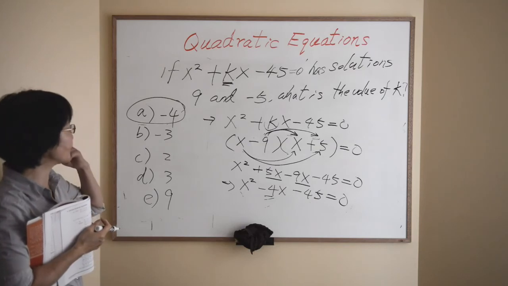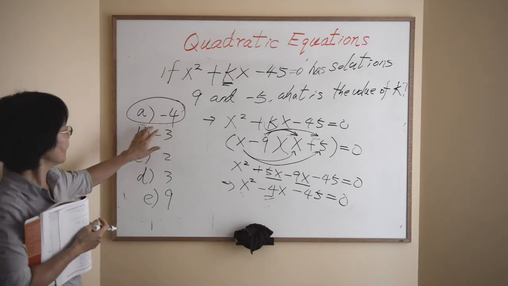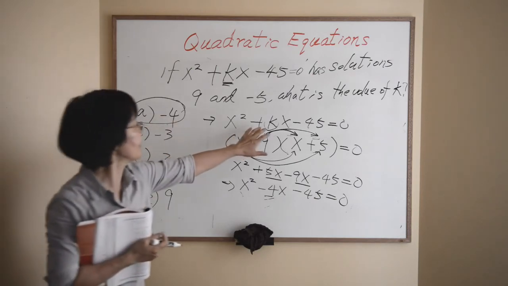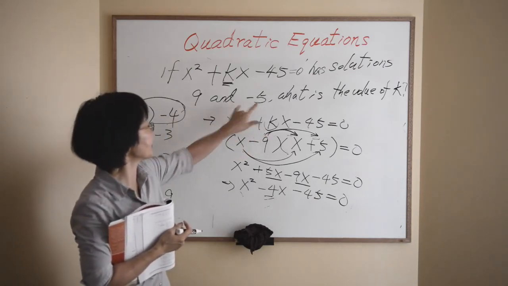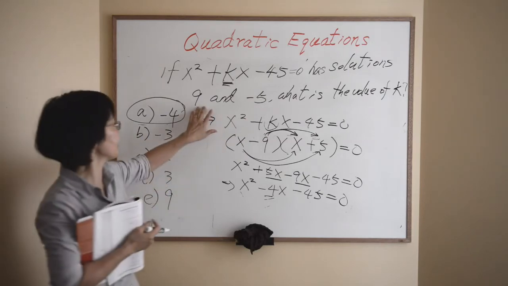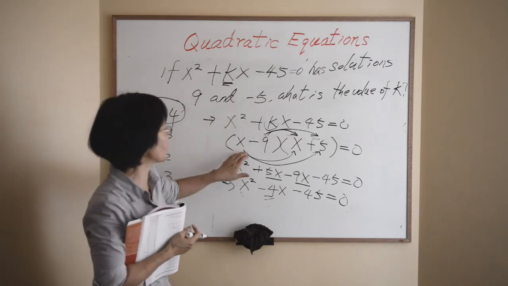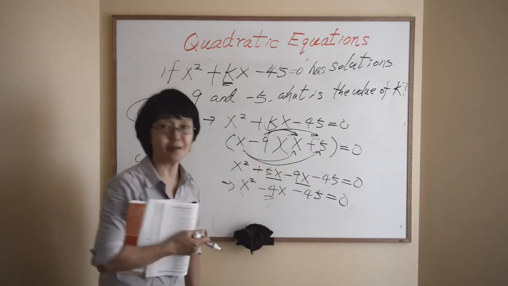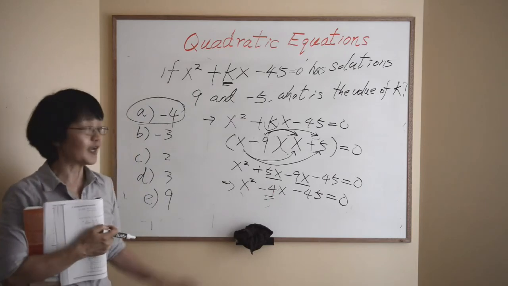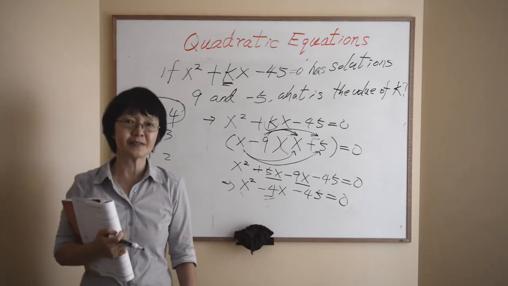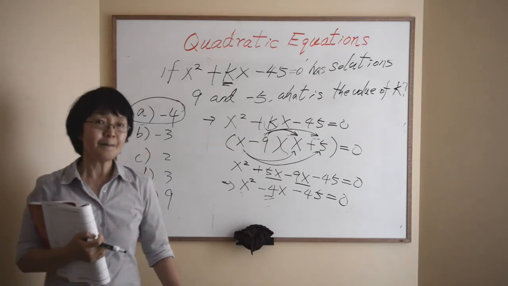If you want to do it by plugging in, you have to try each one of them, plug it in, and then find out if the answer is this. So if you know this way, it's much faster, because you know the answers are 9 and negative 5, so right away you make them into factors. Okay, so you solve for the value of k right away. So this is again an example that shows it's very important you learn the actual skills of how to solve equations.